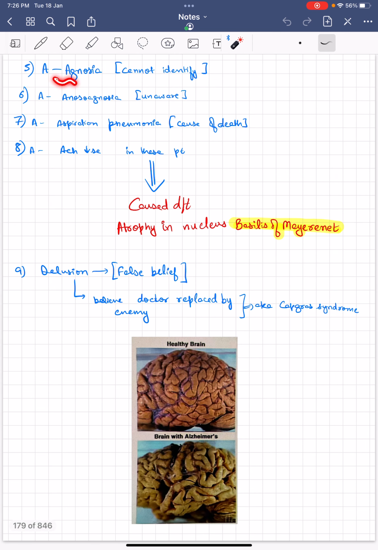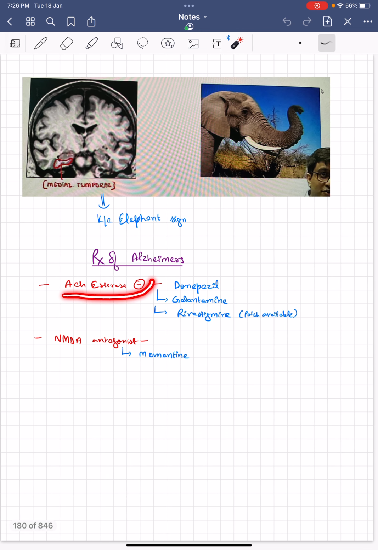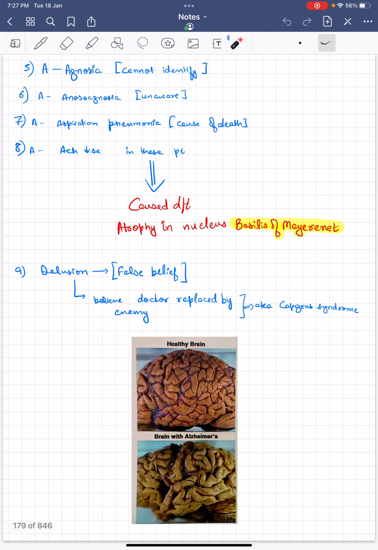Moving on. Agnosia is seen in these patients. This means the patient is unable to identify different things. Agnosia can be of different types, and I'm not going into that. Also, the patient is unable to believe that he has these deficits; he's unaware of them. Aspiration pneumonia is the leading cause of death. There is decreased acetylcholine in these patients, caused by the atrophy of the nucleus basalis of Meynert, thus explaining why in treatment we give acetylcholinesterase inhibitors like donepezil, galantamine, and rivastigmine.